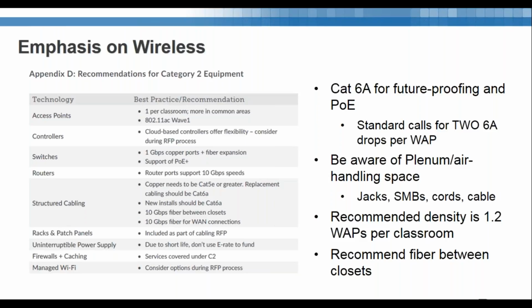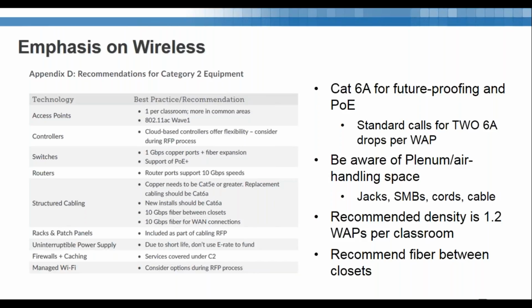For racks and patch panels, just make sure you include that as part of the cabling RFP, or make sure the school district has that included so that it's not forgotten. For uninterruptible power supply, UPS, battery backup, they recommend that you don't use E-rate to fund that because they have a short life and you can't move them around for 3 years, right? So just maybe leave those out of E-rate. Keep in mind that firewalls and caching services are covered under Category 2, and so are managed Wi-Fi options.